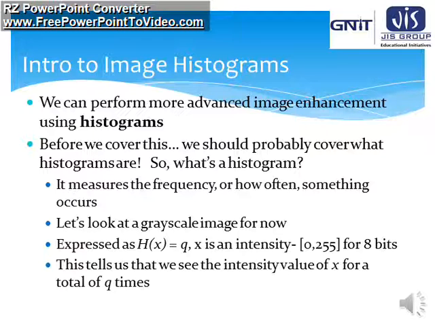Let's look at a grayscale image for now, expressed as H(x) = Q. X is an intensity from 0 to 255 for 8 bits, that means for a grayscale image. This tells us that we see the intensity value of x a total of Q times.